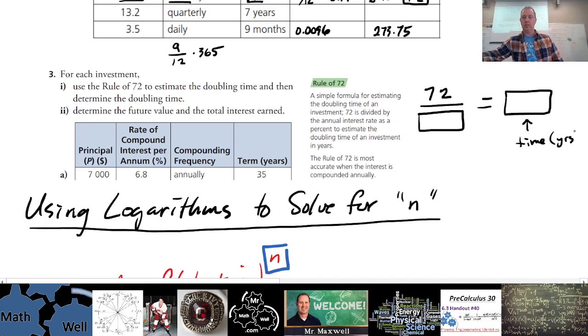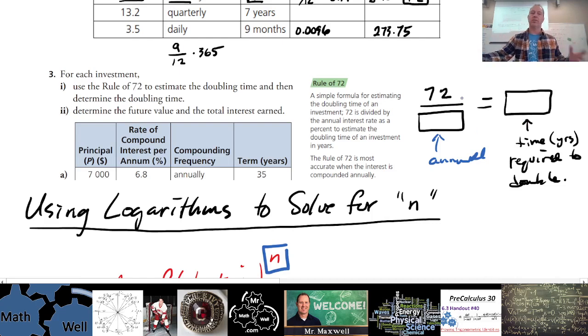It's not periods, because this rule of 72 only works for an annual interest rate. So this is annual, okay? It only works for annual interest rate. And it will give you the time in years that it would take, roughly, this is pretty close, but roughly, the amount of time it would take in years to double your investment. It's a little shortcut just for a specific situation.